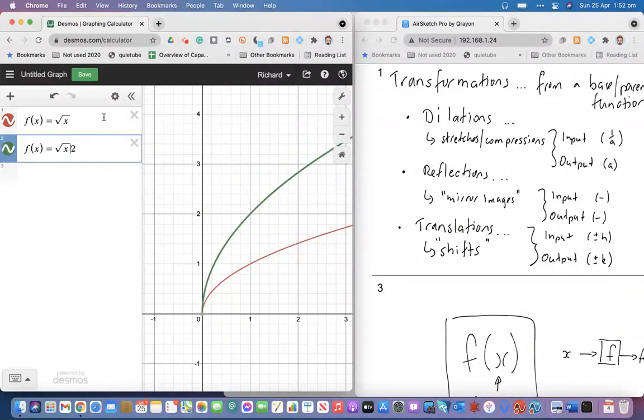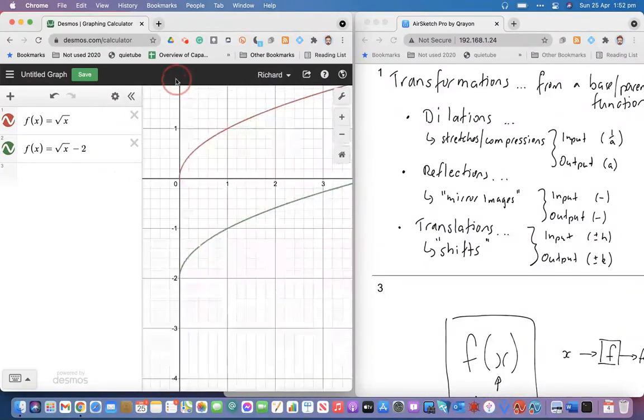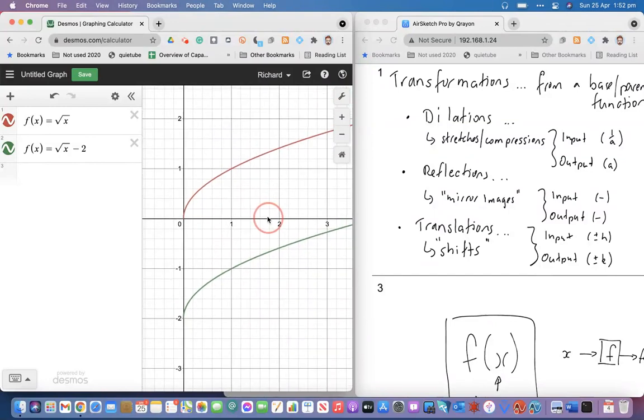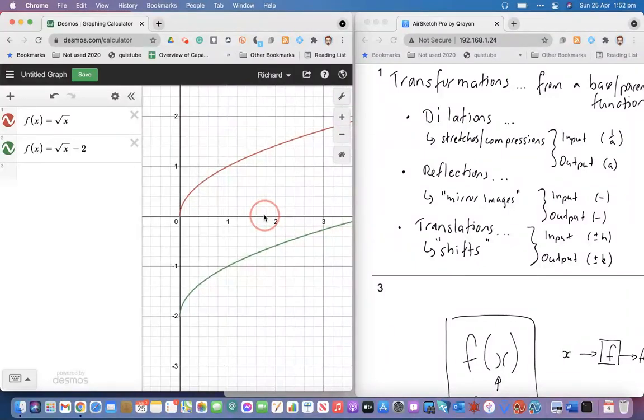And of course, I could subtract 2 instead. And now every single point has gone down by 2 units. So 0 has gone to -2, looking at the y, the outputs. 1 has gone to -1, and so on. They've all gone down by 2 units. So that's how the output has been transformed.